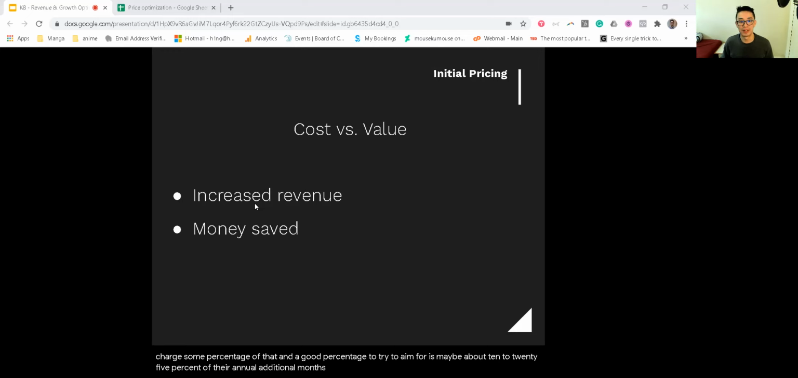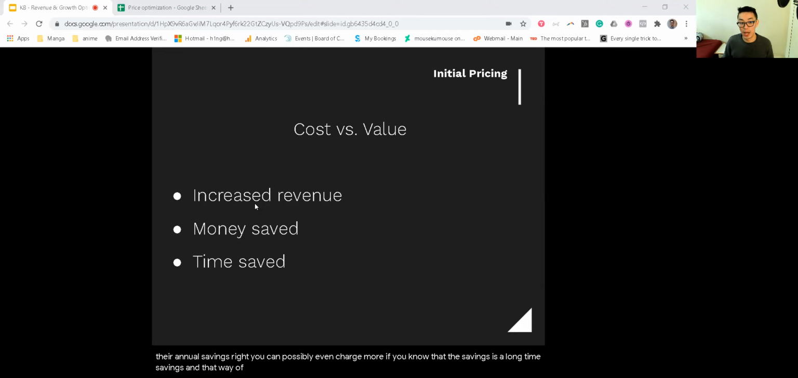The second thing you can possibly do is if your solution is helping your customers save some money, then you can aim to charge them a percentage of that again. So you can aim to charge them maybe 10 to 15% of their annual savings, right? You can possibly even charge more if you know that this savings is a long-time savings.